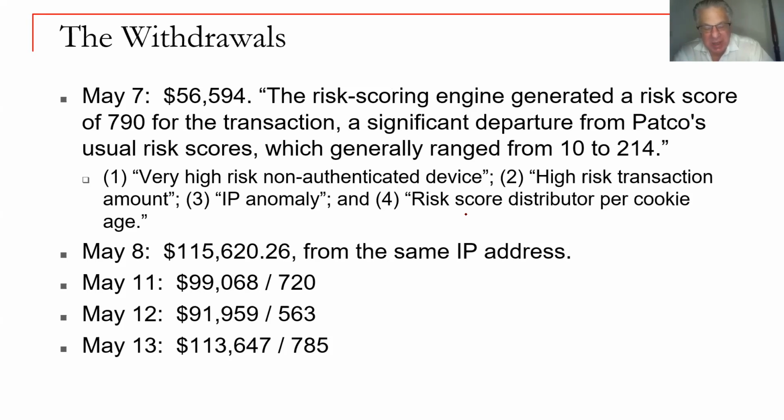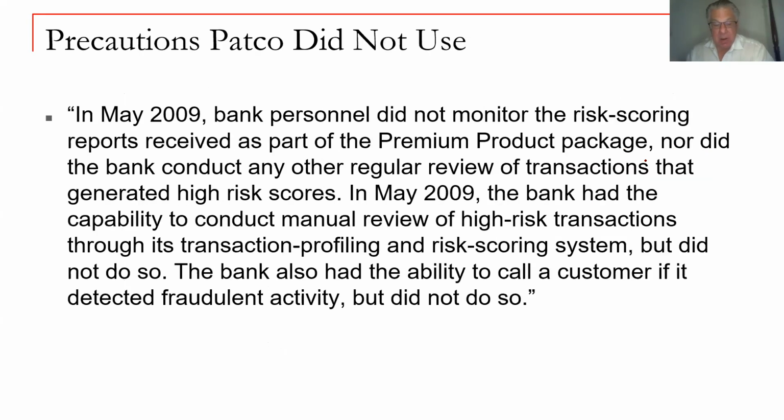You can see from the slide, their security system generates a risk score. Patco's risk scores, when Patco was using the system to do its real banking, went from 10 to 214. All of a sudden they're in the 790, 725, 63, 785 range over a period of 6 days. Something's going on. This looks very, very much like fraudulent transactions. But the bank was paying no attention.